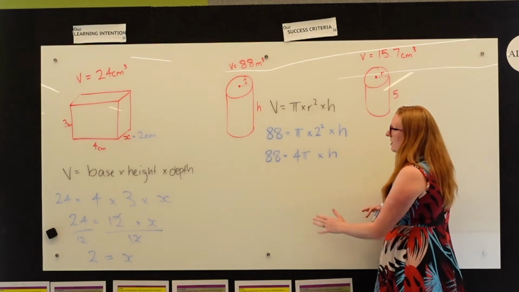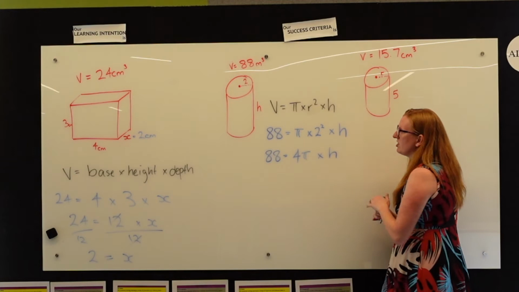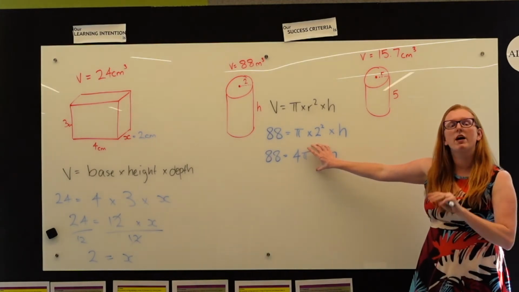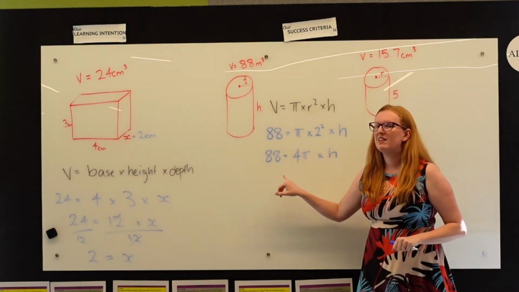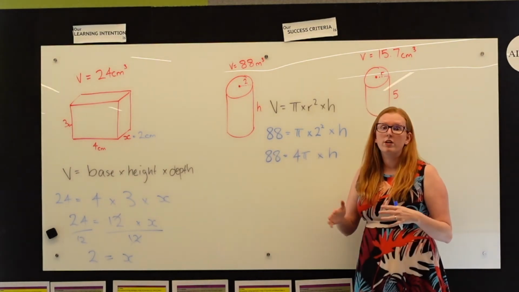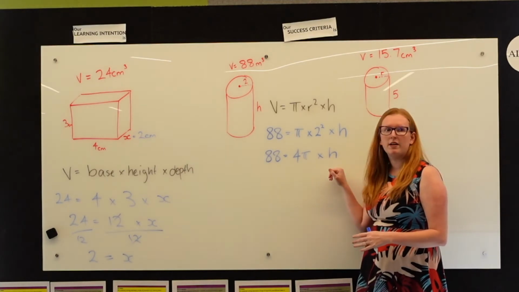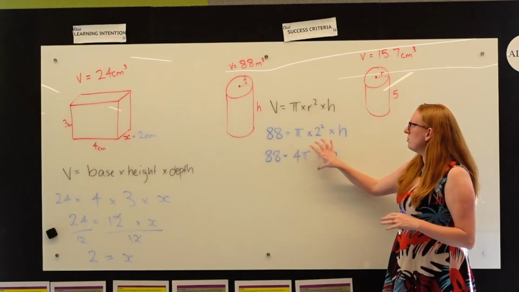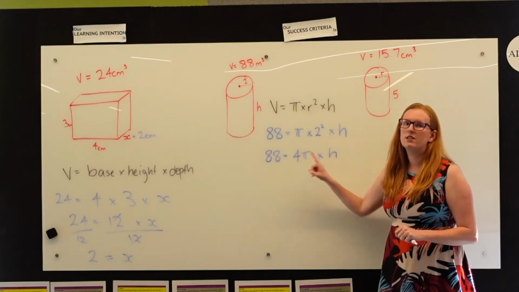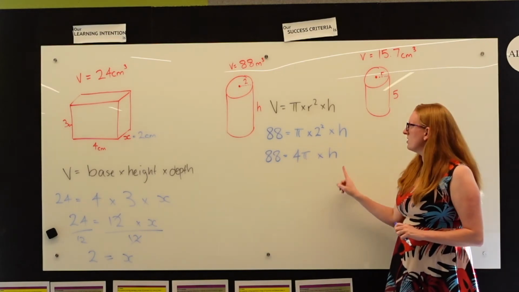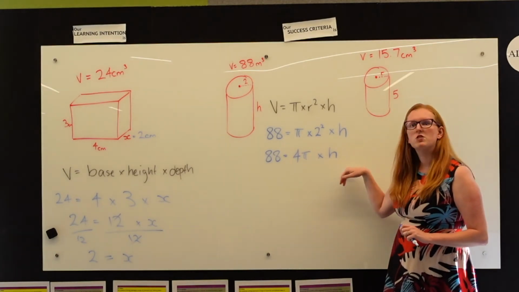Okay, so now I've got 88 is equal to 4 pi times h. Now I didn't actually need to do this step, and you don't need to do that step if you don't want to, but I find my working is going to be a little bit more neat if I do it this way. So now I want to figure out how I can move 4 pi to the other side to leave h on its own. So 4 pi and h are multiplied, so I need to do the opposite.